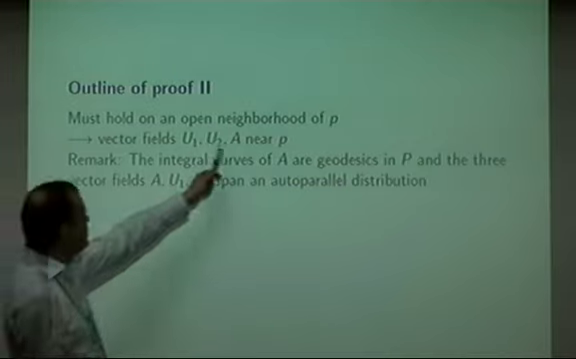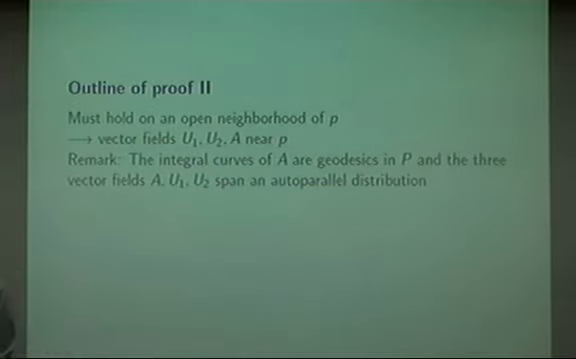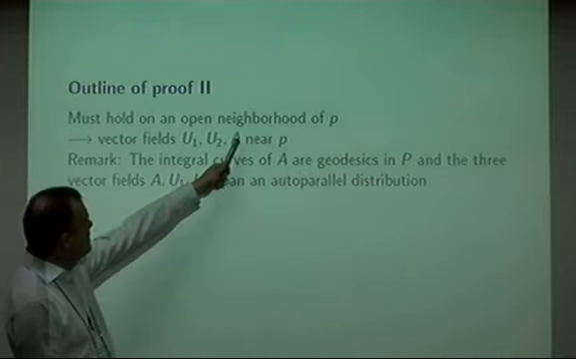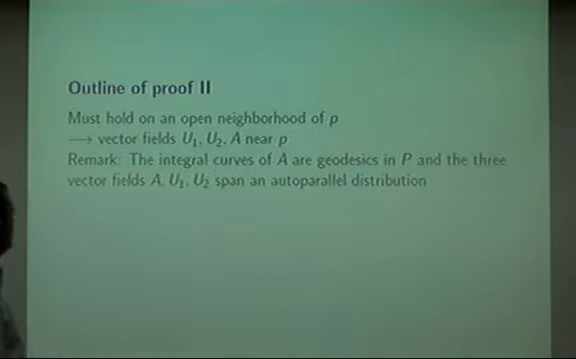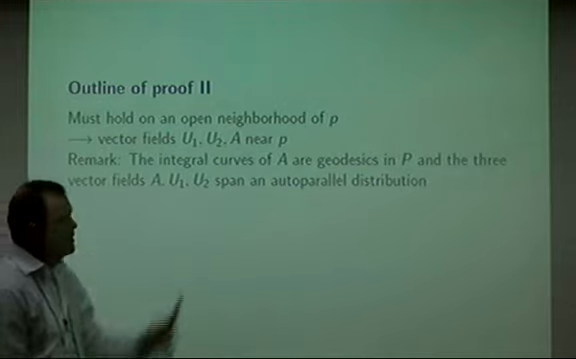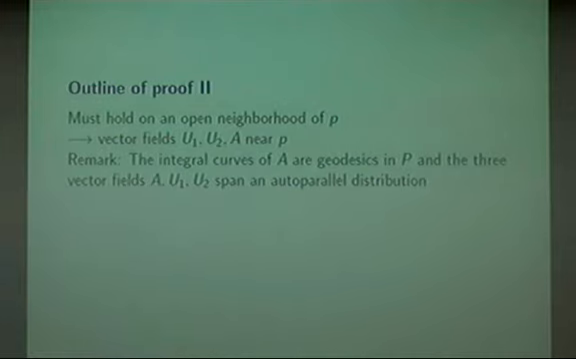So this gives us vector fields. Once we have vector fields, we can differentiate. And one can show that the integral curves of this vector field A are geodesics in the hypersurface, and all three vector fields span an autoparallel distribution. So they produce three-dimensional totally geodesic submanifolds on the hypersurface.